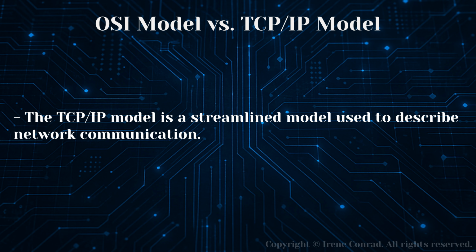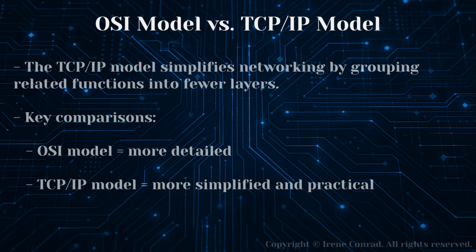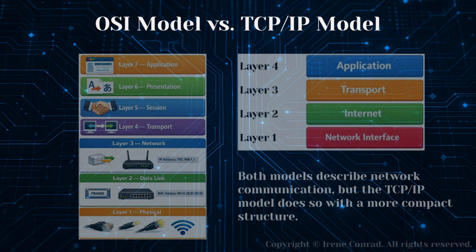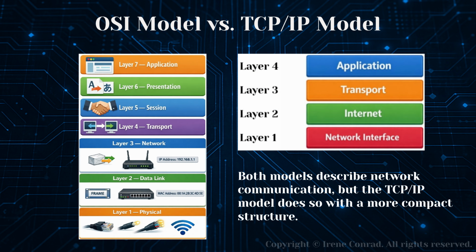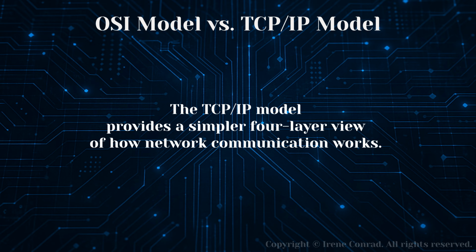Now let's compare that to the TCP/IP model. The TCP/IP model is simpler. Instead of 7 layers, it has four: network interface, internet, transport, application. So right away, you can see the big difference. The OSI model is more detailed. The TCP/IP model is more streamlined.